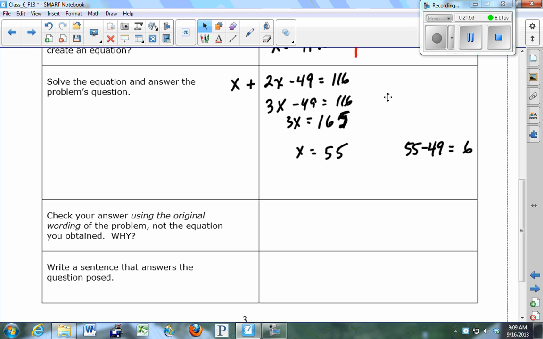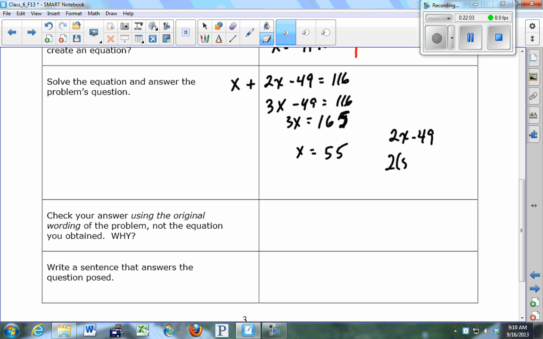It's 2x, right? Okay. I'm making sure you're following me. So we're saying this is how much you make right here if you have a master's, right? So double it and then subtract 49. 110 minus 49 is 61. So that works. 55 and 61 is 116. Okay.